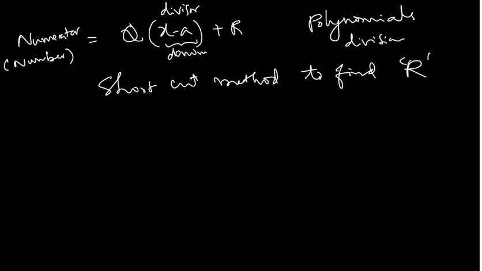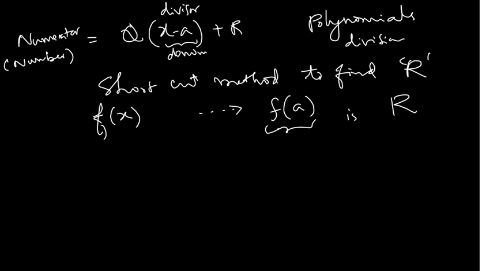So you have f of x. In this you substitute f of a. When you substitute a, whatever you get as the answer, right? That's a remainder. So f of a is the remainder. So when do we do f of a? If the divisor is x minus a. If the divisor is x plus a, then I have to do f of minus a.